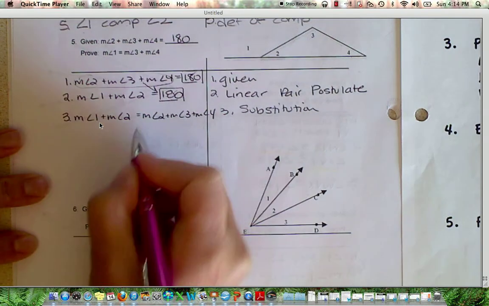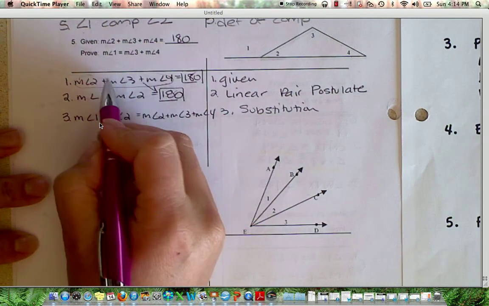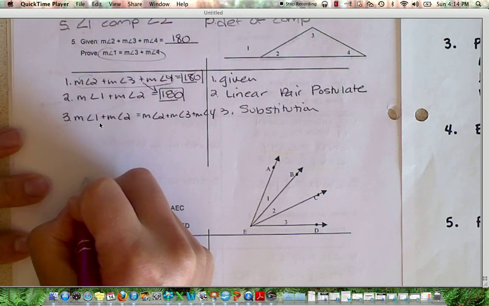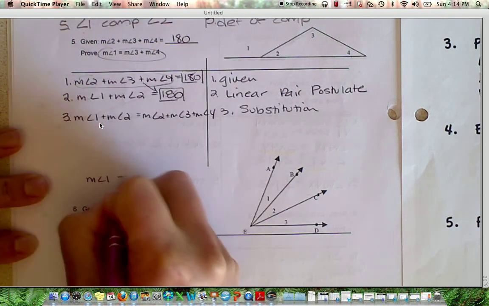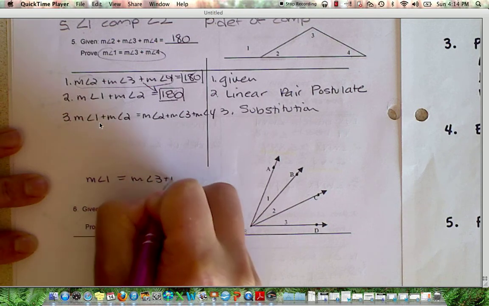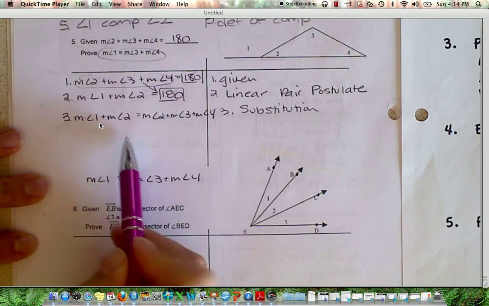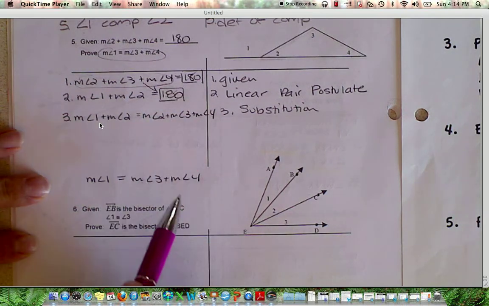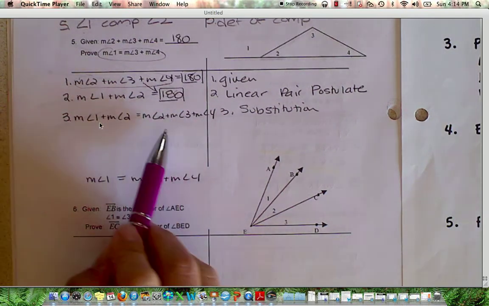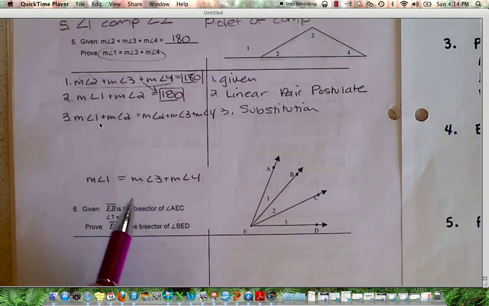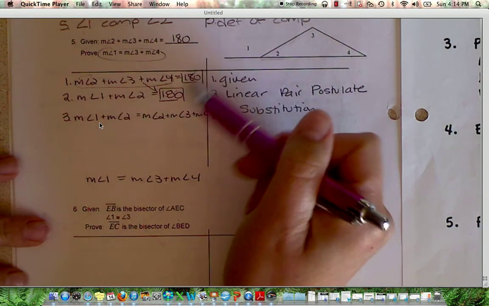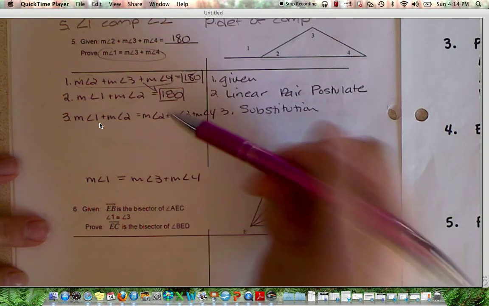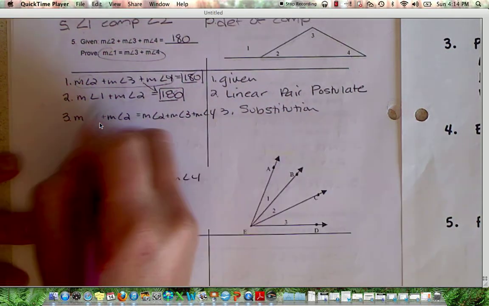The reason I did it in that order instead of this is equal to this was simply because of what we were trying to prove. We are trying to prove the measure of angle 1 equals the measure of angle 3 plus the measure of angle 4. So when I line it up this way, the 1 is on the left side and the 3 and the 4 are on the right side. Otherwise, I would have to use a symmetric step to flip it over, and that would add another step. But if we're doing substitution, you can set either one first and either one you want second. So this made the most sense.